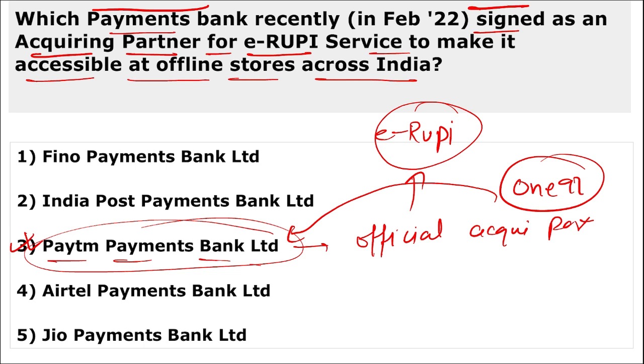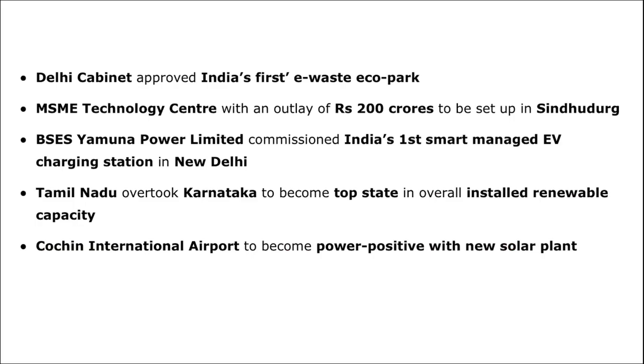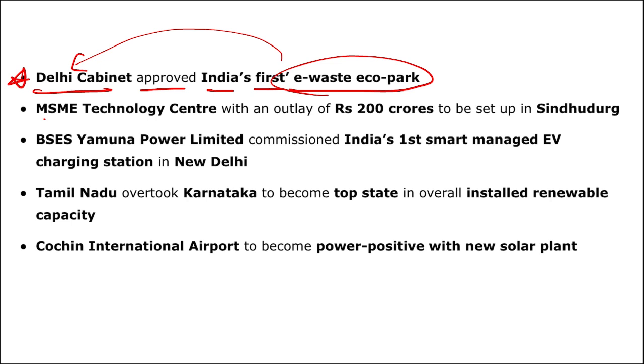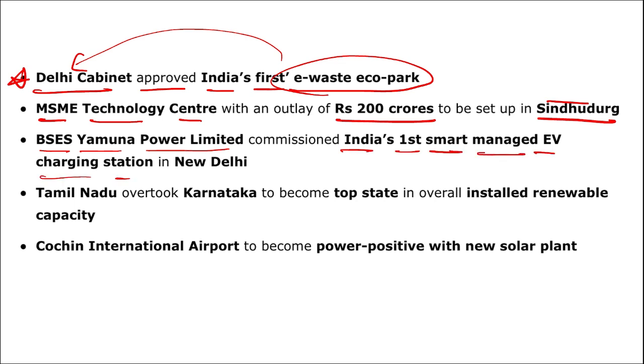All right, moving on. Delhi Cabinet approved India's first e-waste eco park. Mark this. India's first e-waste eco park will be set up where? It will be set up in Delhi. MSME Technology Center with an outlay of 200 crore rupees to be set up in Sindhudurg. BSES Yamuna Power Limited commissioned India's first smart managed EV charging station in Delhi.